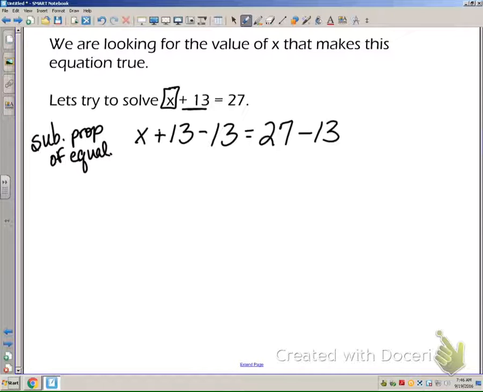So 13 take away 13, I know, is 0. So this is gone, and I'm just left with x. This is great because I have now isolated the variable. It's all by itself over here. 27 take away 13 is 14.